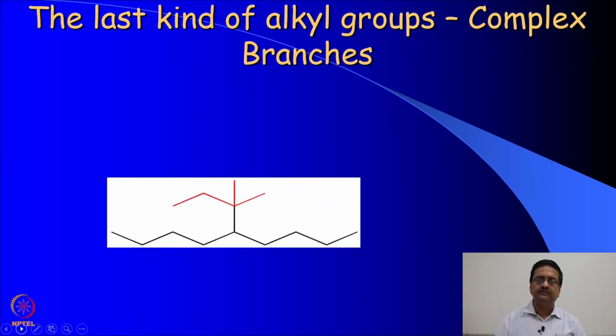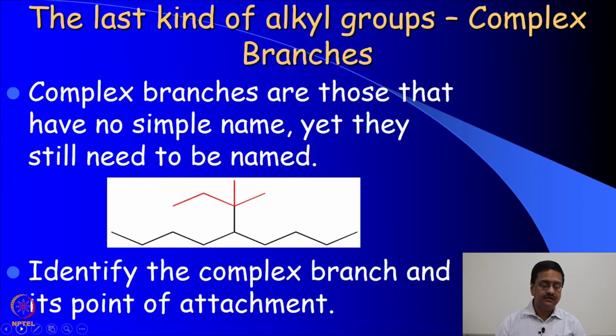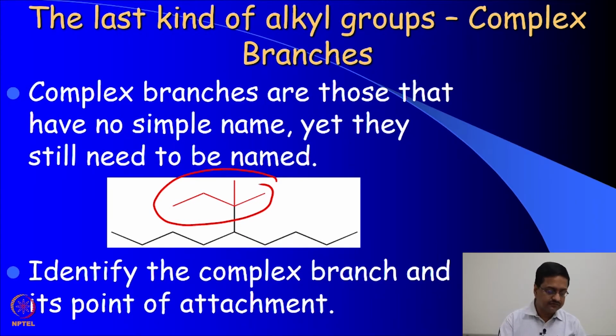Now, we need to worry about a new type of branching which we have not addressed before. The last kind of alkyl group which has a complex branch. Here what we mean by complex branch is that complex branches are those that have no simple name, yet they still need to be named in a molecule. In this particular case, if you look at the branch that is drawn in red, this part is different from what we have seen before. So, we need to name this complex branch using a set of rules.